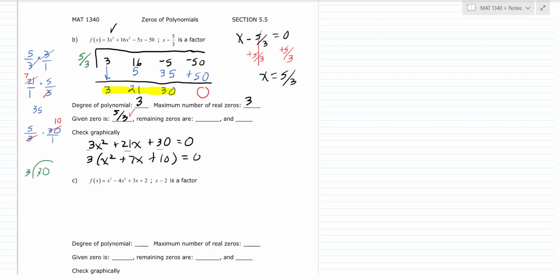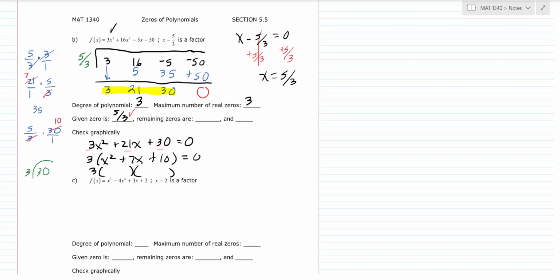Okay, every time you factor something, you need to check your answer. Okay, because if your factoring's wrong, you're kind of wasting your time. So notice, 3 times x squared is 3x squared. 3 times 7x is 21x. 3 times 10 is 30. Okay, then this will factor one more time.